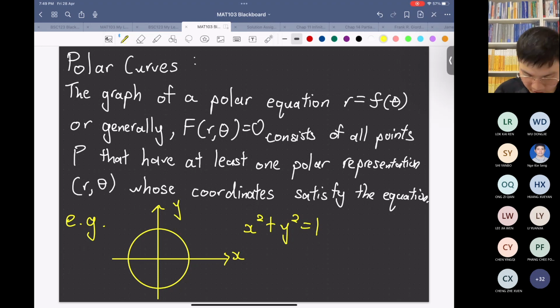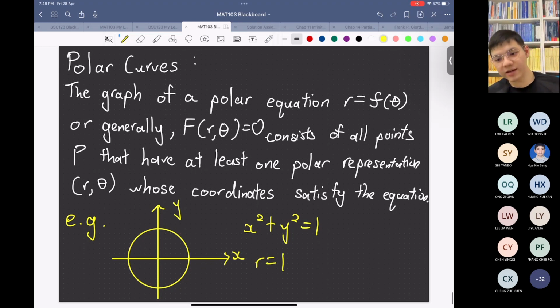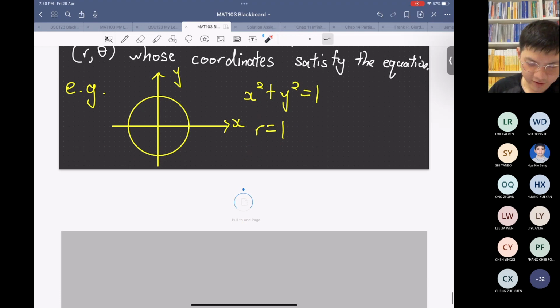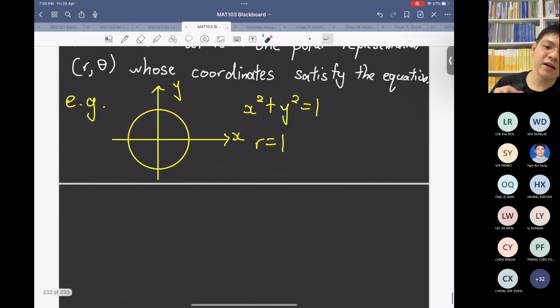R equals 1, good. You can see that this circle becomes a constant function. No matter what angle you give me, it is always radius 1. So this becomes a function. It becomes more convenient for us in this case. So we can differentiate the r equals 1 function.